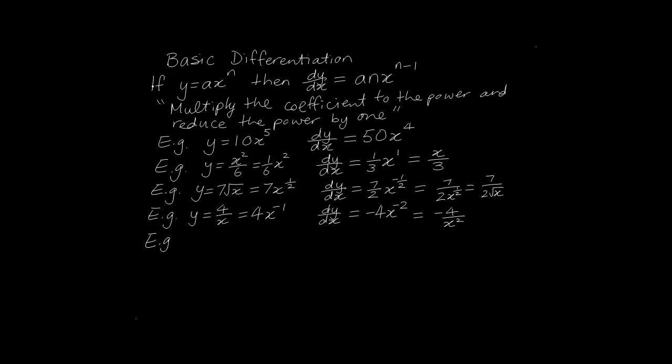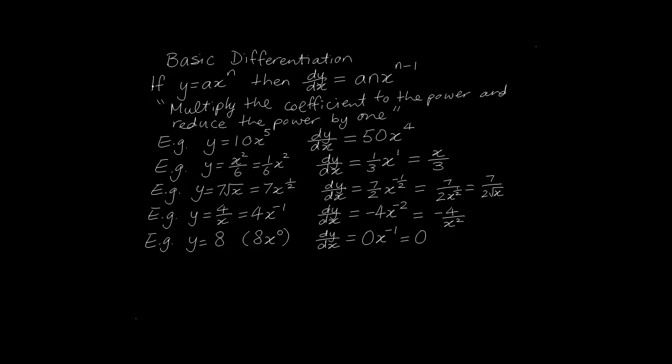Let's have a look at something like y equals 8. Now we can think of this as 8 times x to the power of 0, because x to the power of 0 is 1, isn't it? Now the gradient function then, dy dx, would be 8 times 0, which is 0, and then x to the power of -1. Now 0 times anything will just be 0, so your gradient function dy dx is going to be 0.